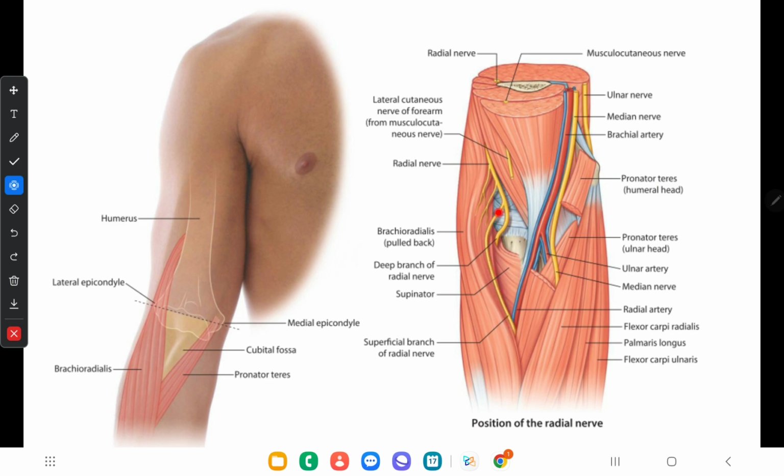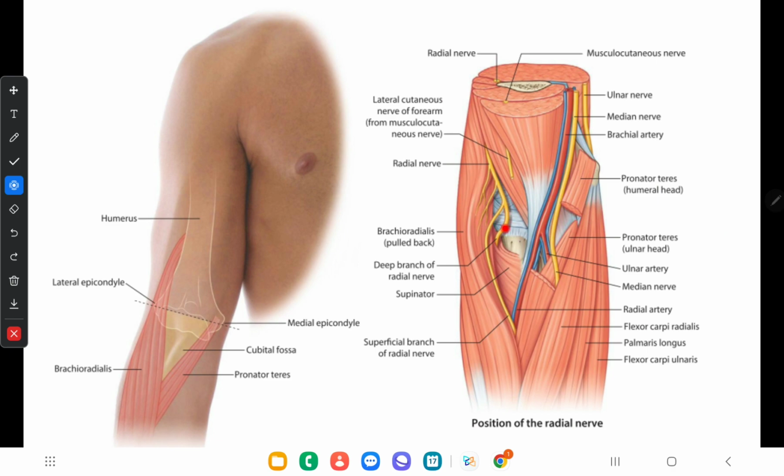The superficial branch of the radial nerve goes in the anterior compartment of the forearm underneath the brachioradialis muscle, and it gives off cutaneous innervation to the dorsal and lateral surface of the hand. Here, the radial nerve divides into two branches at the level of the lateral epicondyle. Here, the two branches are given at the lateral epicondyle of the humerus.